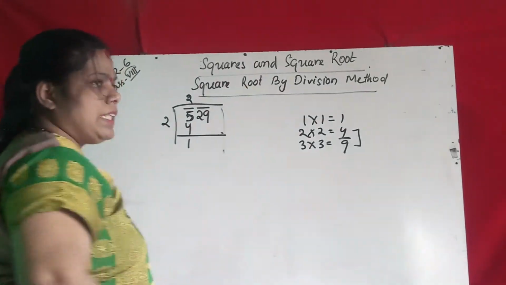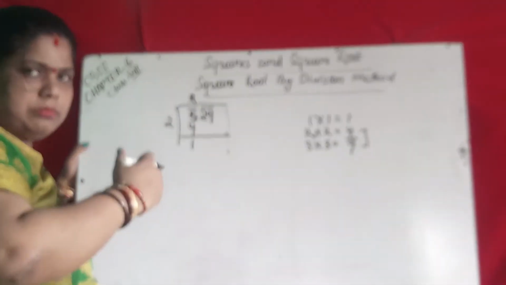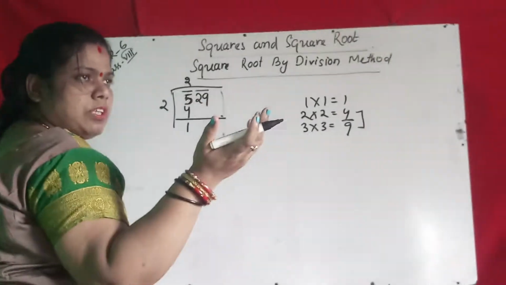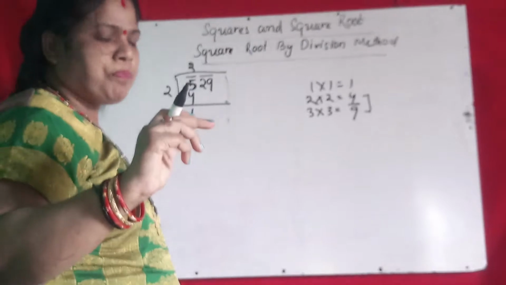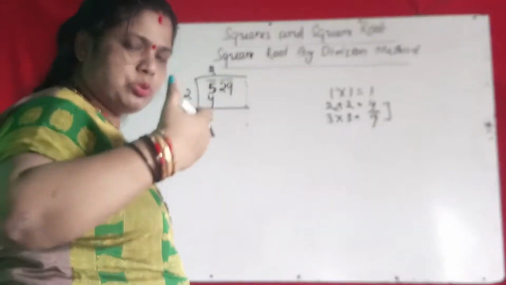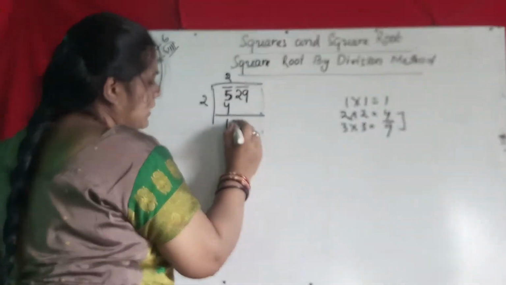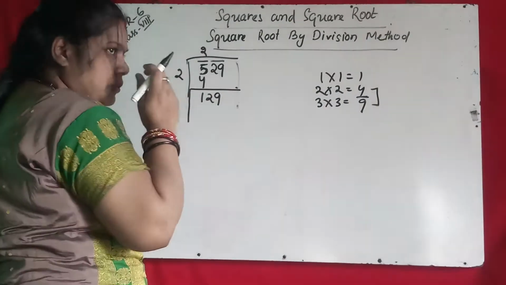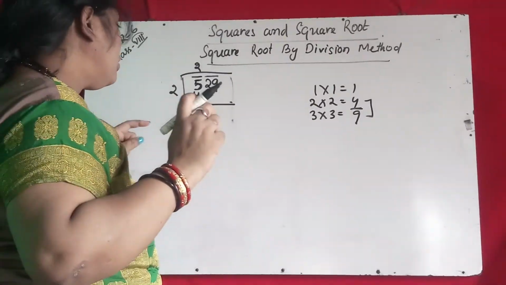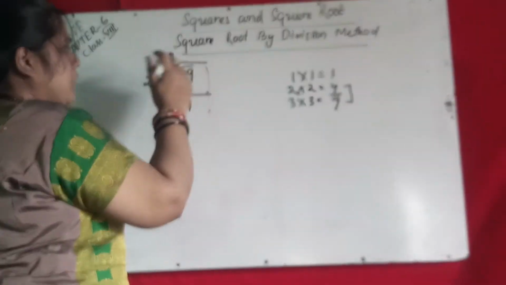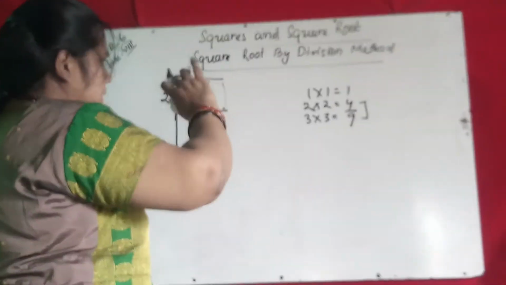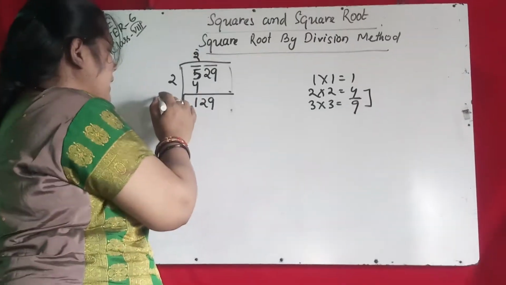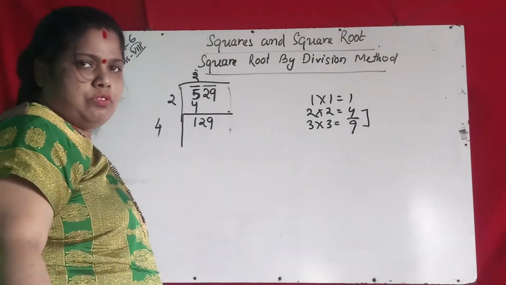When you bring down the digits, two digits come down at a time, meaning one bar's worth. In simple division we bring down one digit, but here we bring down two. So we bring down 29, and take 129 as the new dividend. What is the divisor? Take double of the quotient: double of 2 is 4.